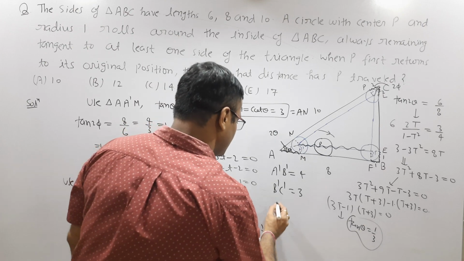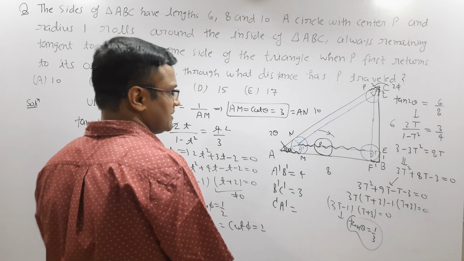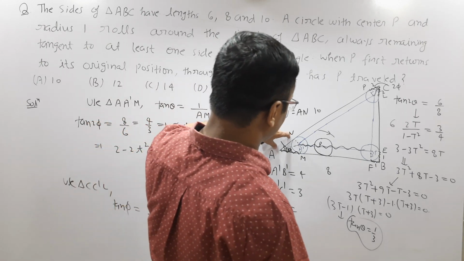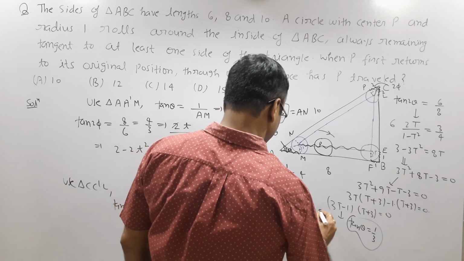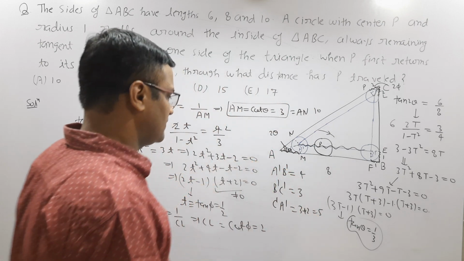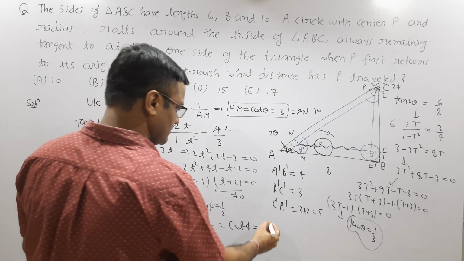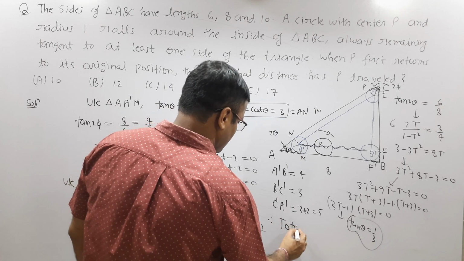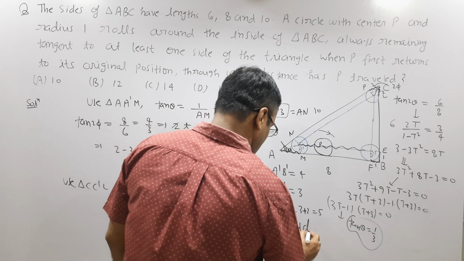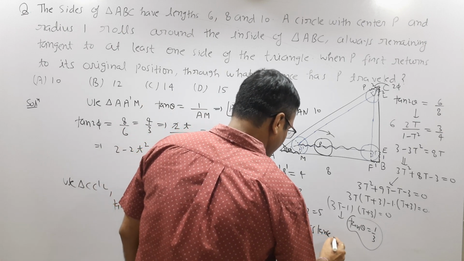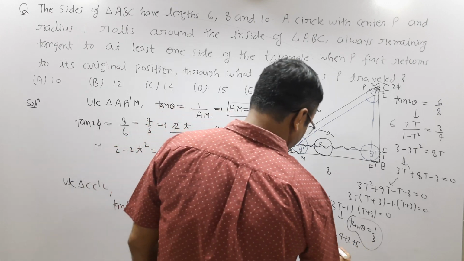And what about the length of C prime A prime? The whole length is clearly 10, but here this one is of 3 units length and this one of 2 units length, 3 plus 2, that is 5. Okay, so what is the perimeter of triangle A prime B prime C prime? Therefore the perimeter, or else we can say the total distance traveled by the center of the circle: 4 plus 3 plus 5, 4 plus 3 is 7, 7 plus 5 is 12.